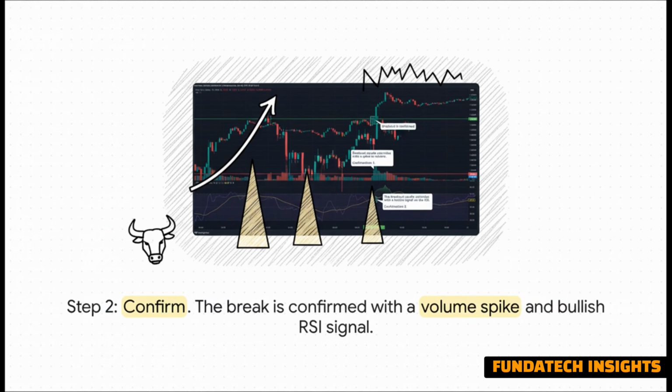Now for the confirmation step. The price pushes through that ceiling, but a smart trader waits for more evidence. Look at the chart. See that huge spike in trading volume down at the bottom? That tells you a ton of money is suddenly rushing in. They also see a bullish signal from another tool, the RSI, which measures momentum. Both of those signals together tell the trader, hey, this is probably a real move, not a fake out.